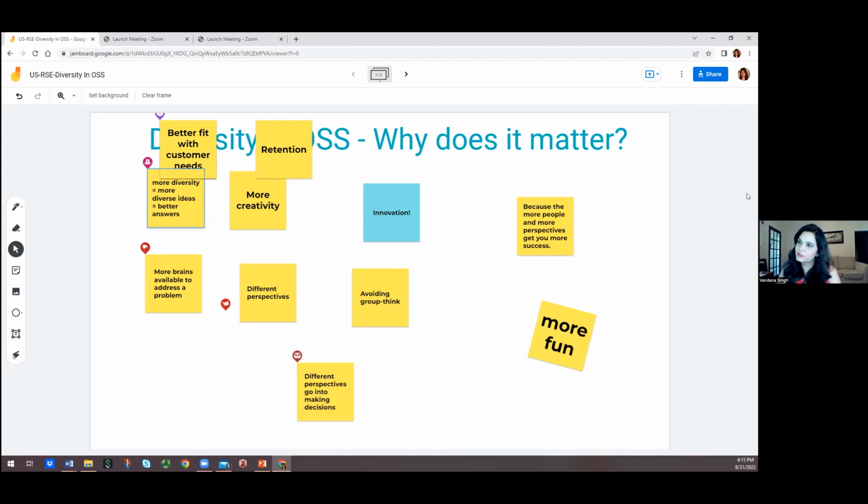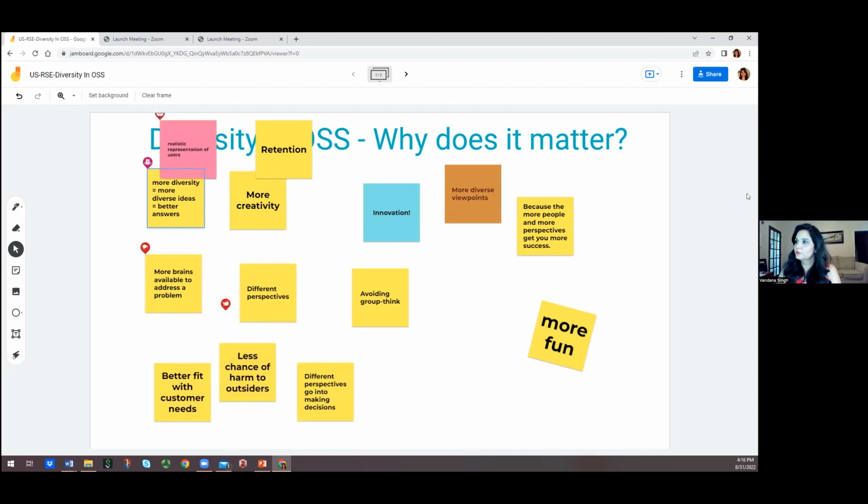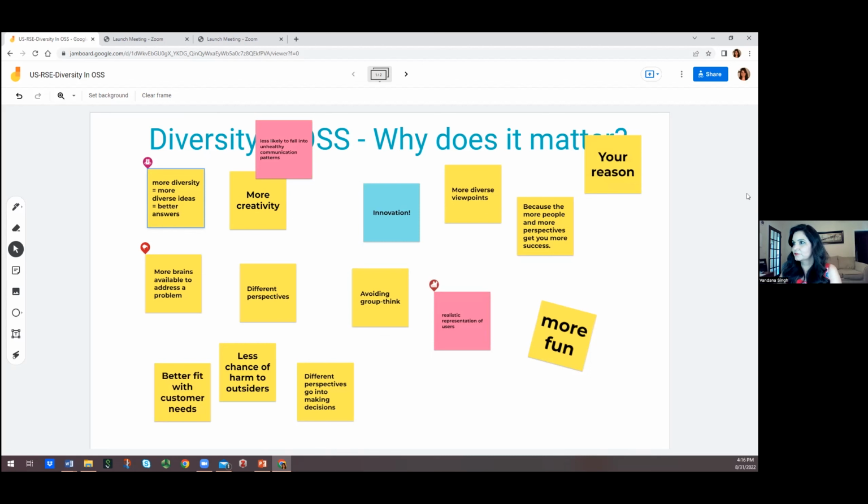So what would outsiders mean in that context? Better fit with customer needs, because if your customers are diverse, then having that diverse voice represented is good, right? More diverse viewpoints, realistic representation of users. Exactly. Yes. Wonderful. Less likely to fall into unhealthy communication patterns. Yes, yes, because if someone else is there, then the toxic pattern gets disrupted. Better scientific solutions, not based on a single user base. Absolutely. Yes.